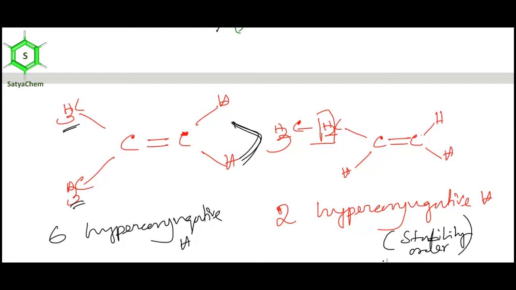So this type of question will come. You need to write the correct order of stability using hyperconjugation, using this concept, where you need to count the number of hyperconjugative hydrogens. I think you get the point. Clear?